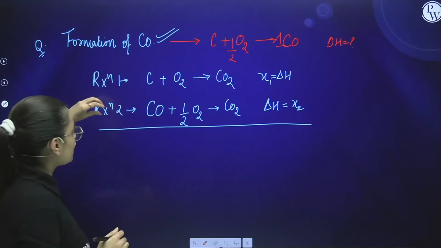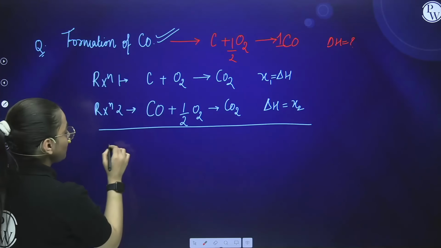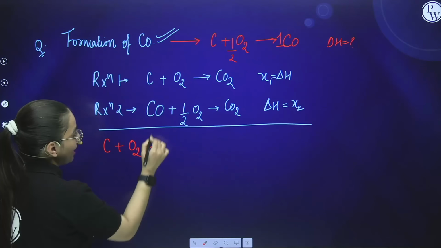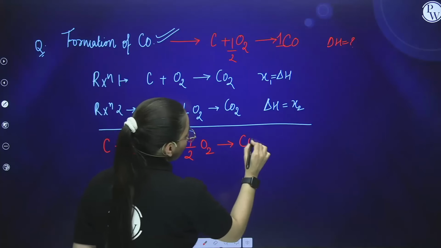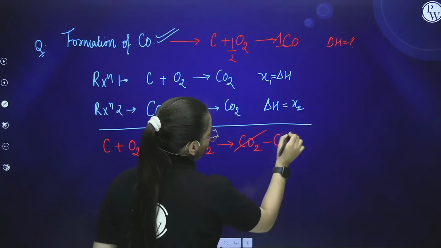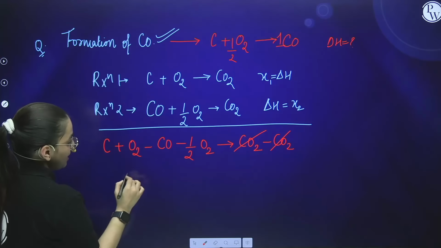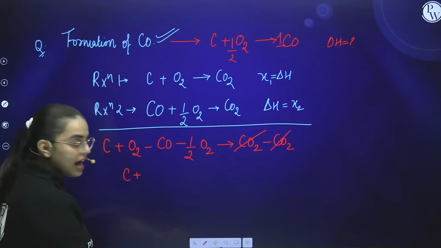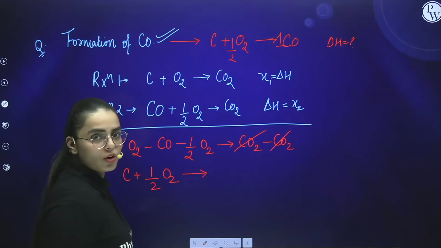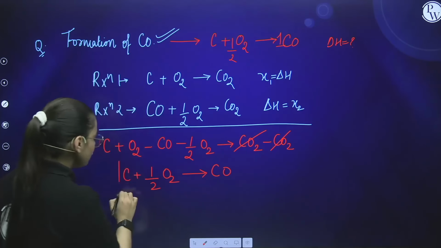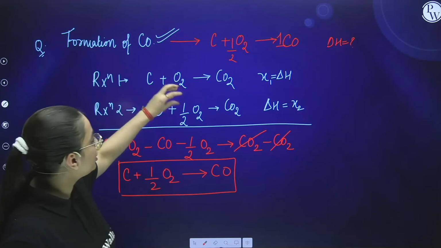If I subtract reaction 2 from reaction 1, see, carbon plus O2 minus CO minus half O2, and in the product side what I'm going to get, CO2 minus CO2. Now both of these CO2 are cancelled over here. Okay, no problem, students. Now see what happens here. Carbon plus O2 minus half O2 is half O2. And this carbon monoxide is in subtraction form. It will move to the product side, will form what? Carbon monoxide. This is what we acquire in the reactant side.